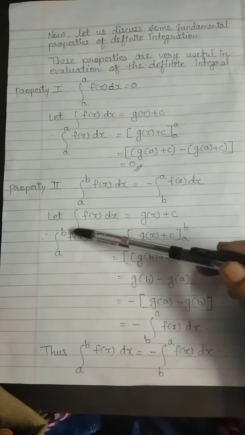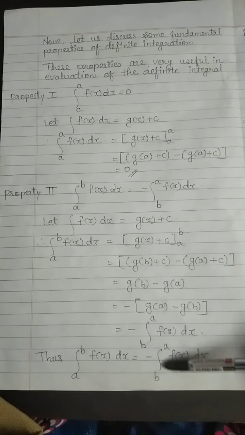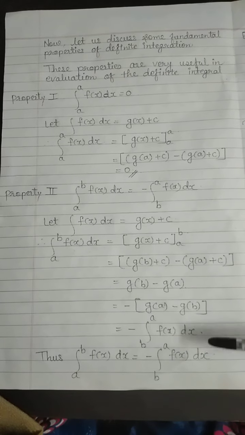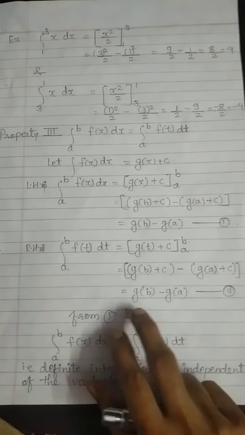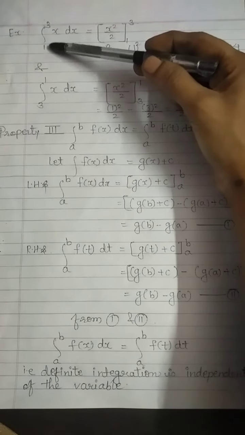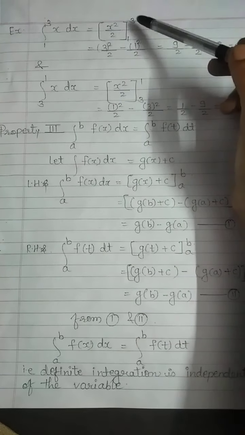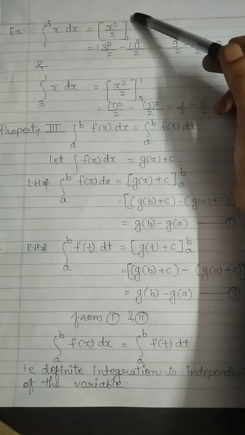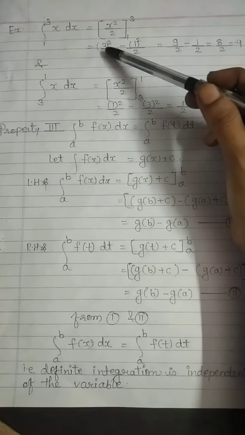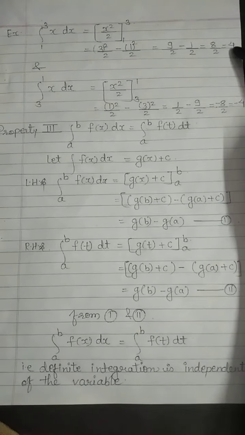So now we can say that integration a to b f of x dx is equal to minus of integration b to a f of x dx. Now for this, suppose we consider one example. Then see here, integration 1 to 3 x dx. Now suppose we simplify this, then we will get x square by 2, and here lower limit is 1, upper limit is 3. Now applying upper limit minus lower limit and simplifying, we are getting answer as 4.